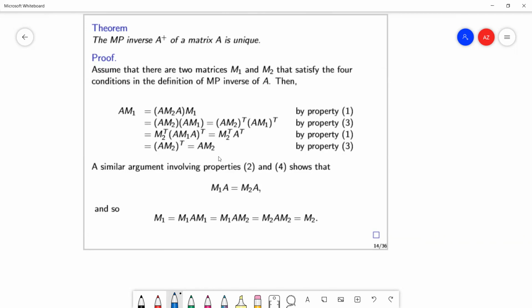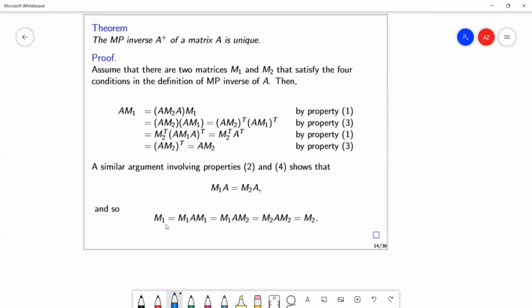So we first prove that AM1 is equal to AM2. This is the first part. And then by analogy, we prove that even if we put M1 and M2 on the other side, M1A is equal to M2A. And once we establish these two properties, it's just a one-line proof that M1 coincides with M2.